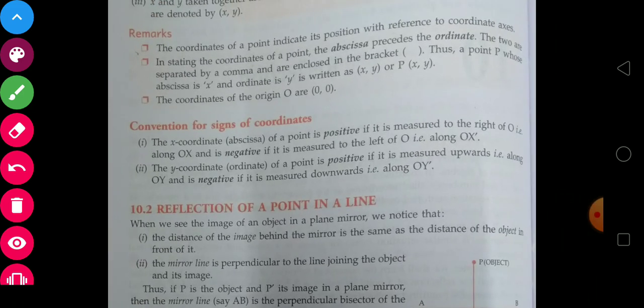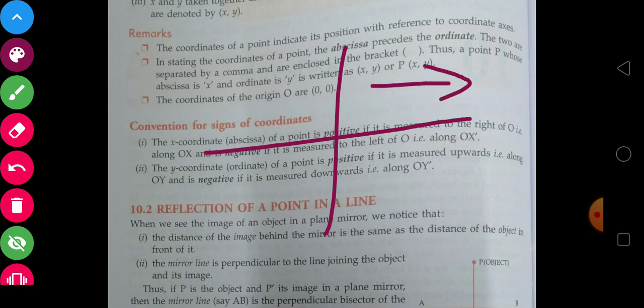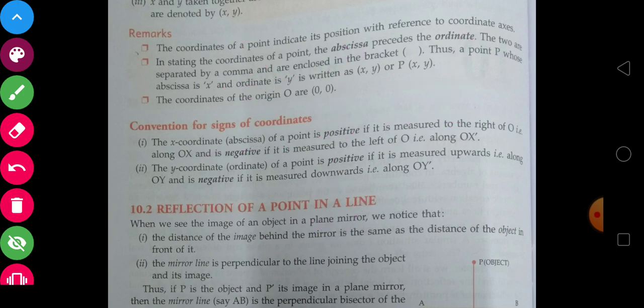Fine. So now let us see the conventions. We are already aware, we will just have a quick review. If you have a coordinate axis like this, and you measure on your right side, it is positive. If you measure on the left side, it is negative for x coordinates, right? And for y coordinates, if you measure up, it is positive. If you measure down, it is negative. This is the sign convention that we follow.